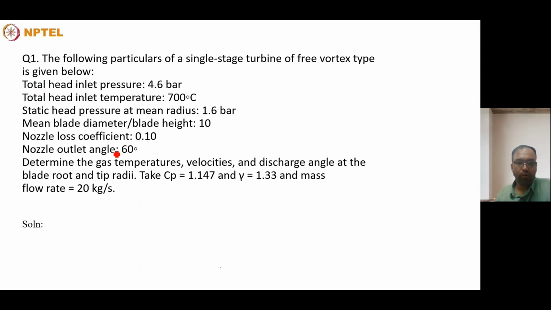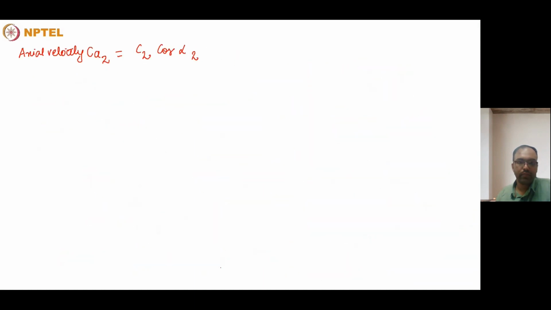The nozzle outlet angle is given as 60 degree. So C2 cos alpha 2. C2 is given as 683.25, we have calculated it. Cos of 60 is equal to 1/2. So we'll get it to be around 341.63 meter per second. So the axial velocity CA2 is equal to 341.63 meter per second.